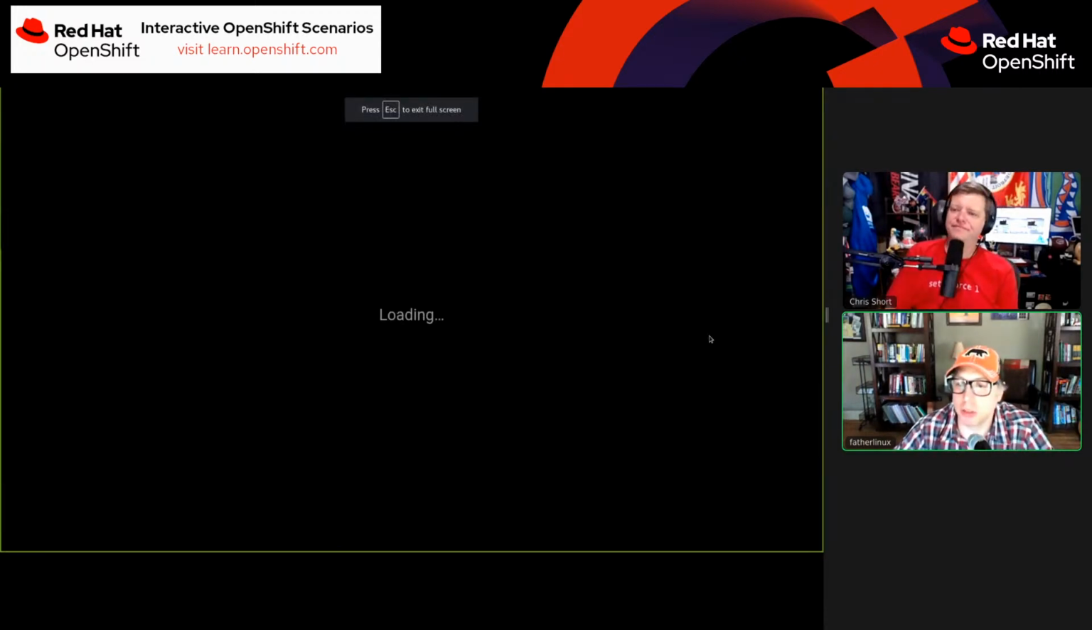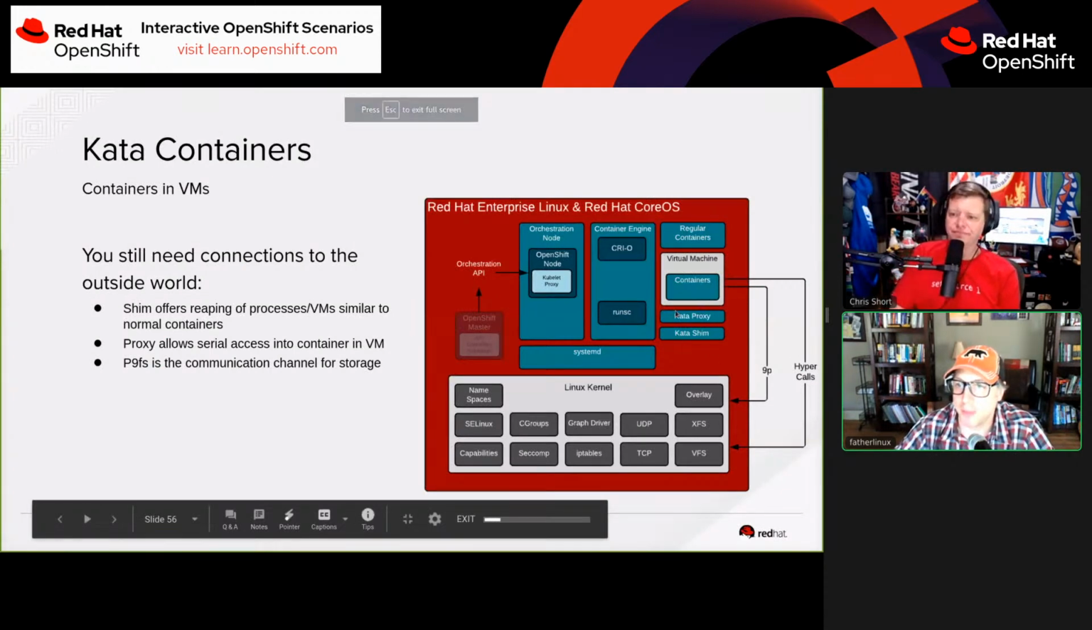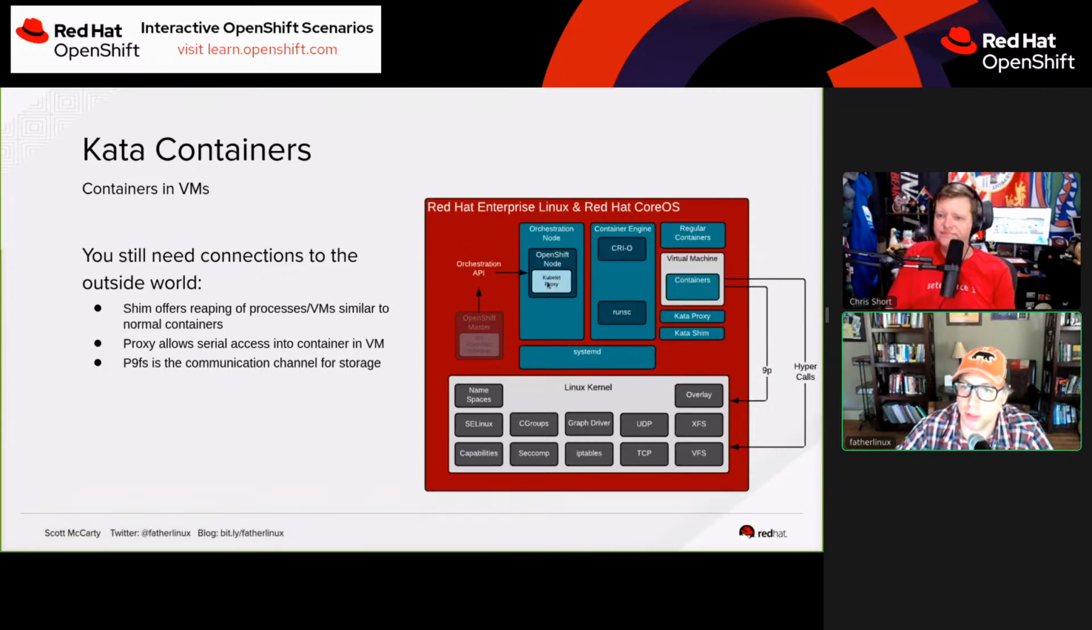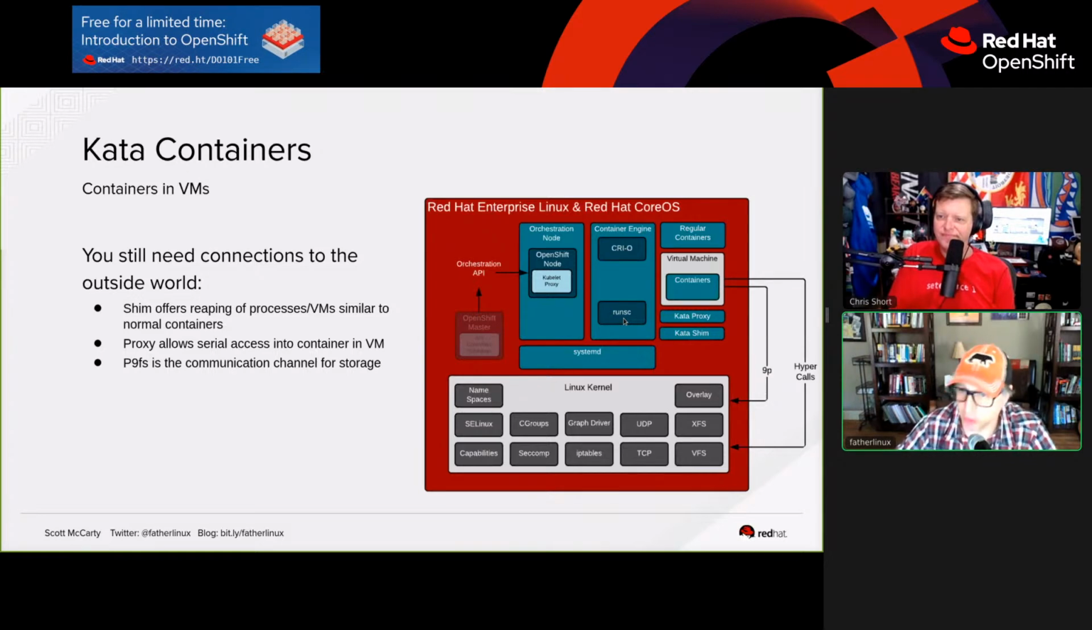We used to show that the main takeaway here. This is OpenShift, like the OpenShift master. This is the node, and then this is the kubelet and proxy. Basically you could just think of this as a kubelet. The kubelet talks to CRI-O, which talks to runc, which used to be called runc. Now it's called Kata runtime.